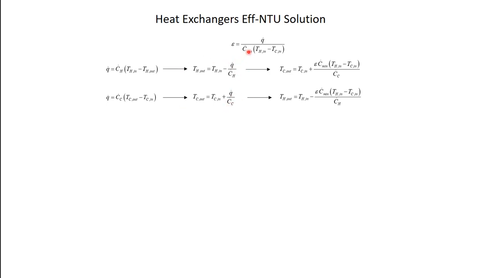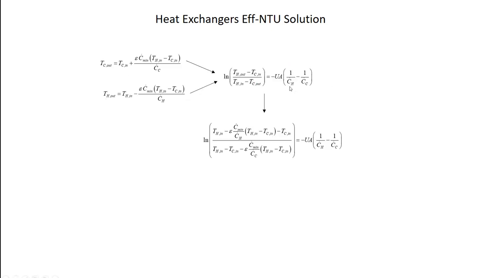And then I'm going to express the Q dot here in terms of effectiveness, right? So Q dot is equal to the effectiveness times C dot min times T_H,in minus T_C,in. And the same thing here. So this is what I'm going to use to substitute into my solution for the outlet temperatures. So these are my two equations for the outlet temperatures. This is the counterflow heat exchanger solution.